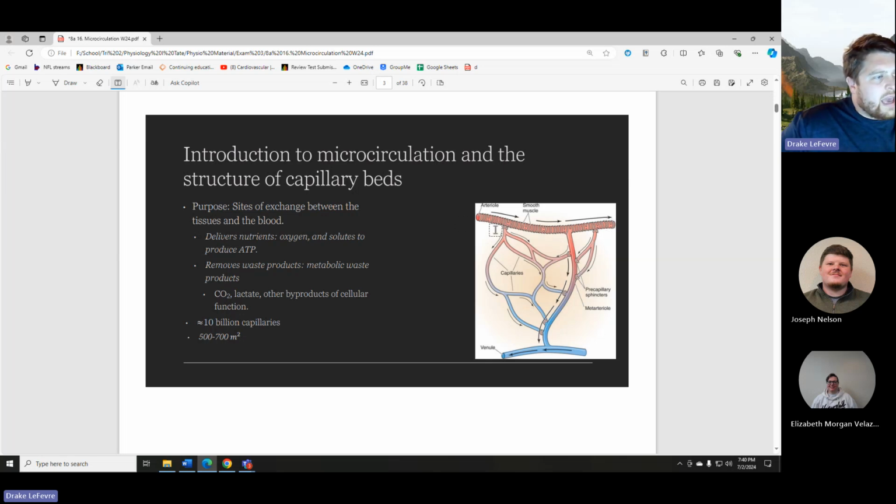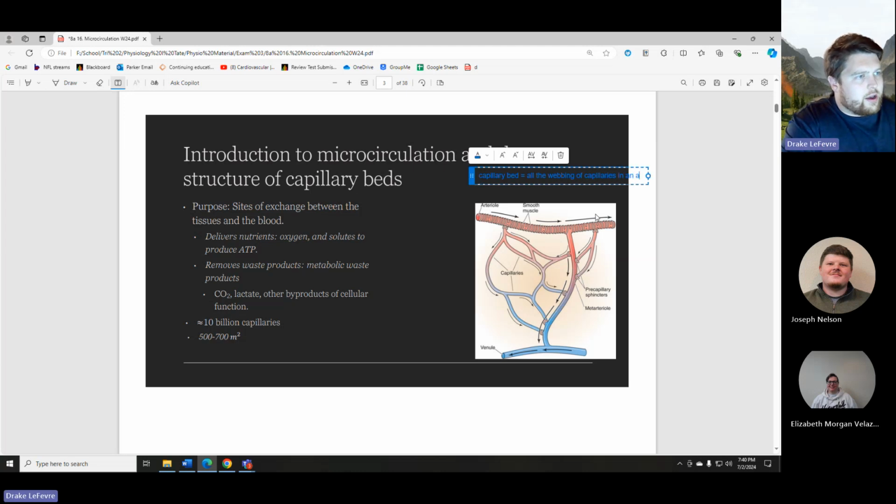We have all of our capillaries. The whole web of capillaries is called the capillary bed. The capillary bed equals all the webbing of capillaries in an area. And all of our capillaries have these little pre-capillary sphincters that control the capillary flow.